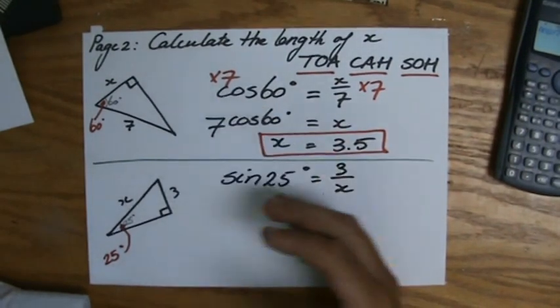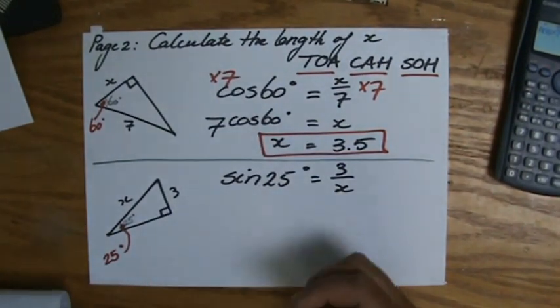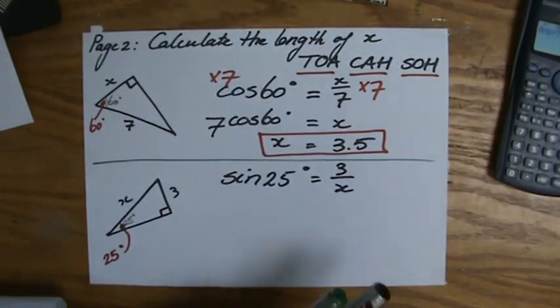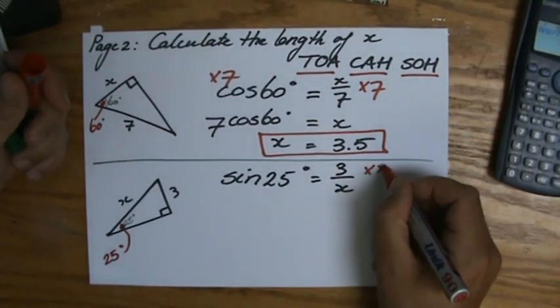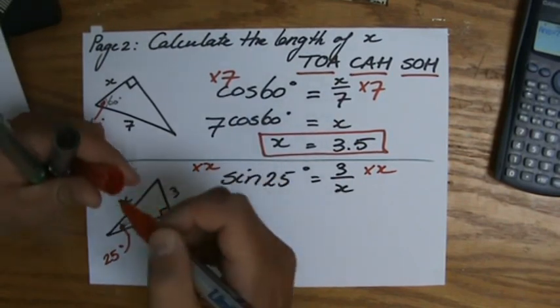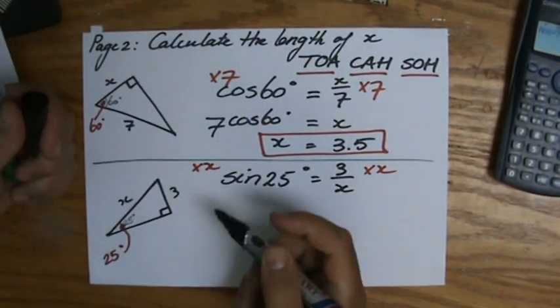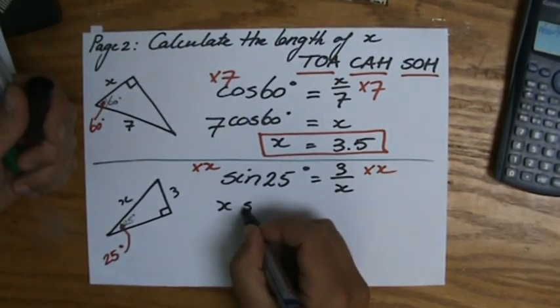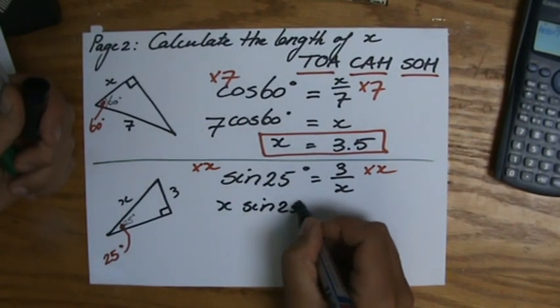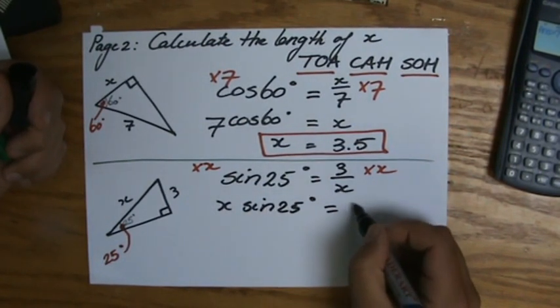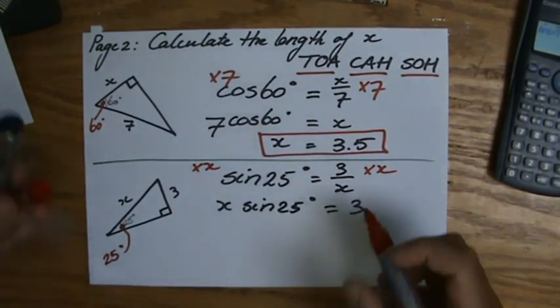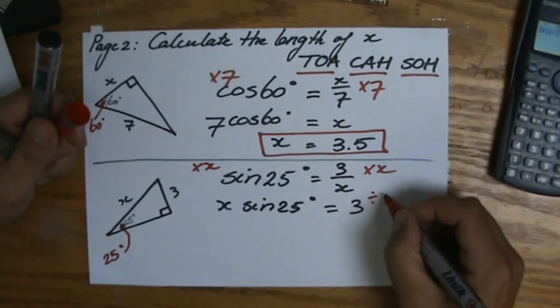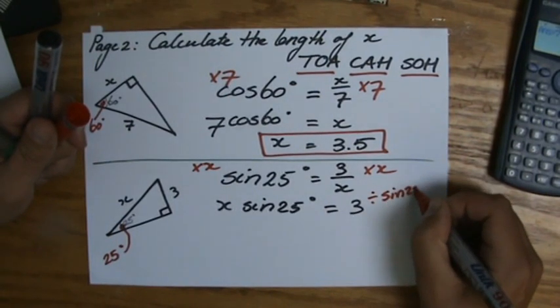Now I have to rearrange the formula, and I have to do one extra step compared to the previous question. Because to get rid of my fraction here, I multiply both sides by x. Then I get x times the sine of 25 degrees equals 3. And then in order to isolate x, I have to divide both sides by the sine of 25 degrees.